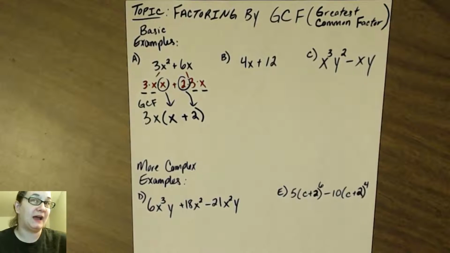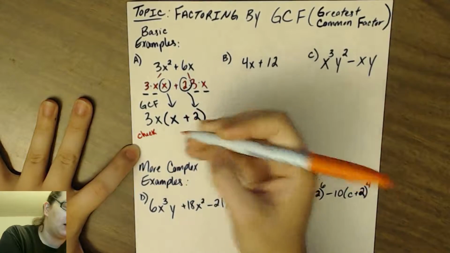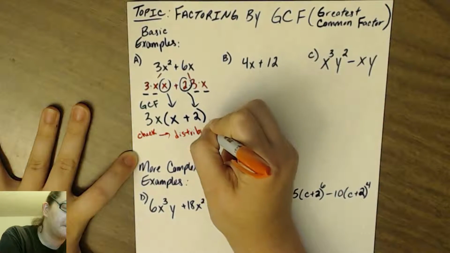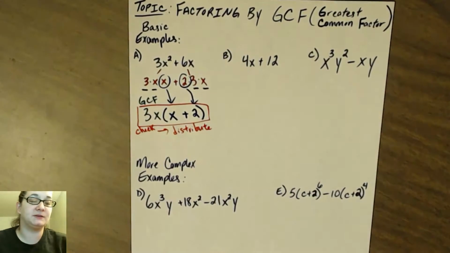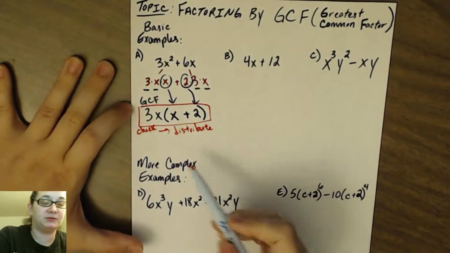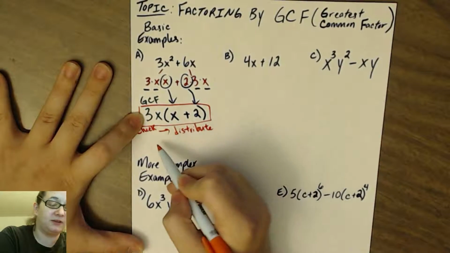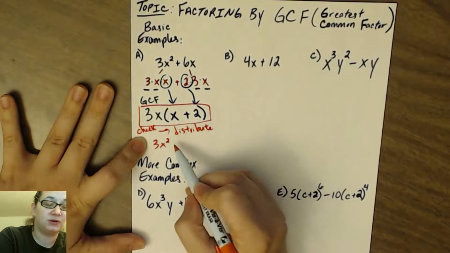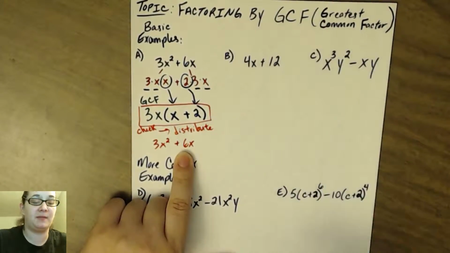Now if I wanted to check to see if this matched, I would distribute. Right now this would be my answer, and to verify, I would distribute. So I would say 3x times x, which would give me 3x squared. And 3x times 2 would give me a 6x. As long as that matches this, then I know I've done my math correct.